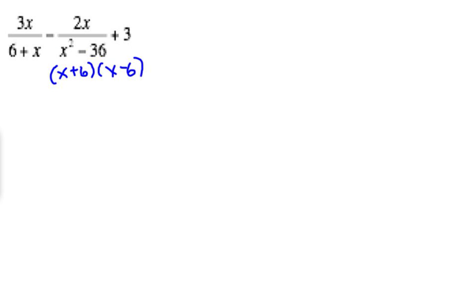When I'm looking for my LCD, remember my rule is take all of your first denominator, and I'm going to write that x plus 6. We know that x plus 6 and 6 plus x are actually exactly the same thing. The order's just different, but because of the commutative property of addition, it doesn't matter what order I add in. I can have x plus 6 instead of 6 plus x.